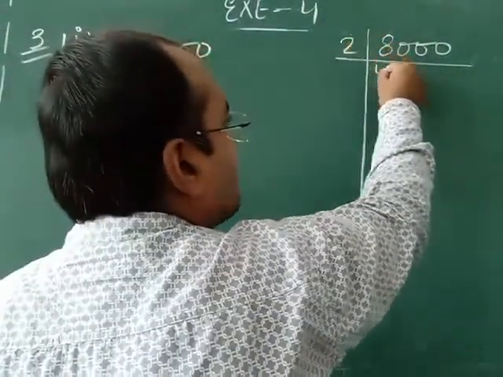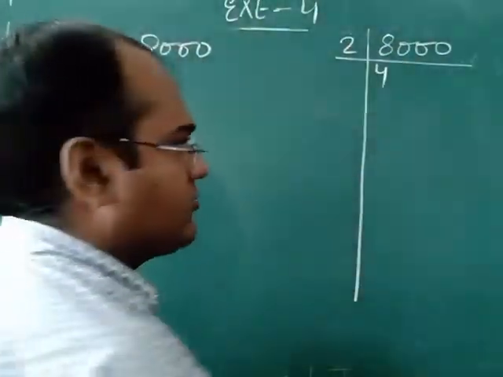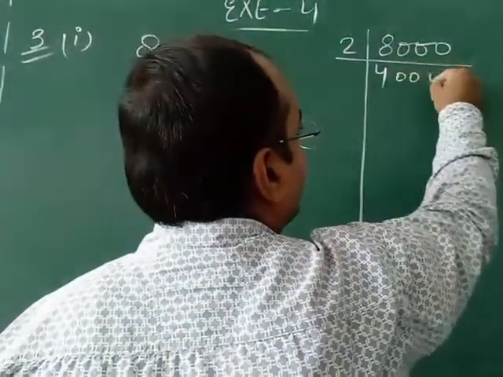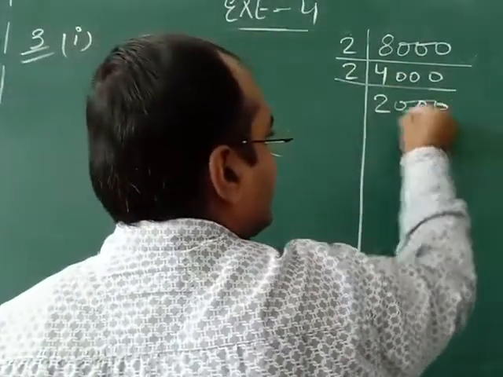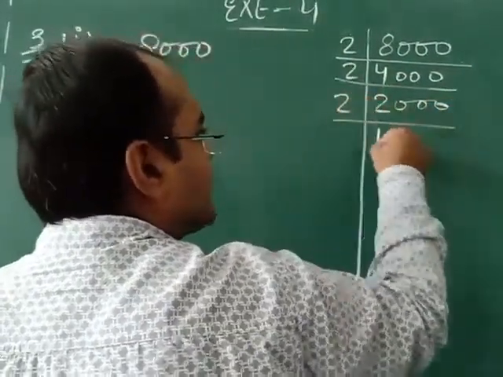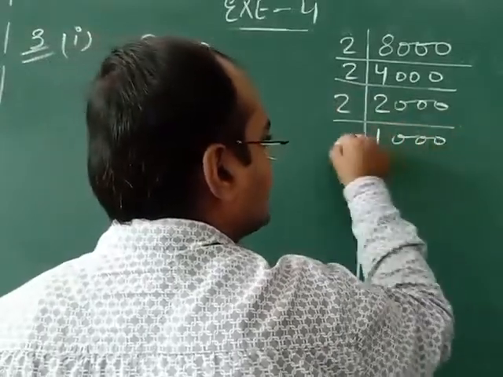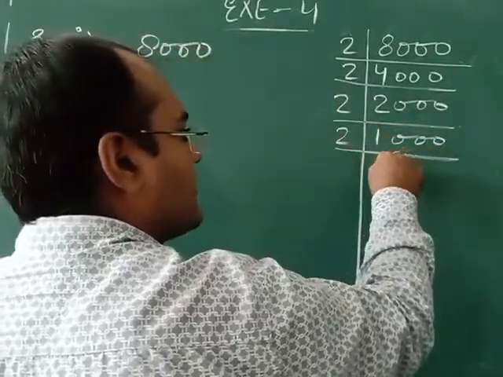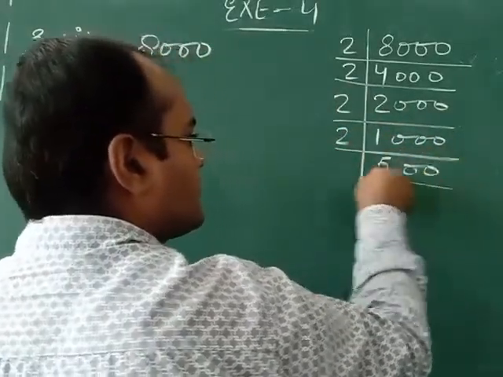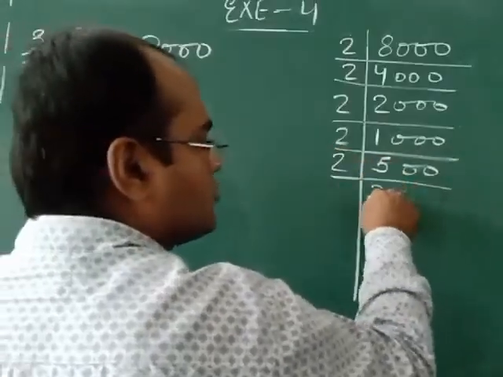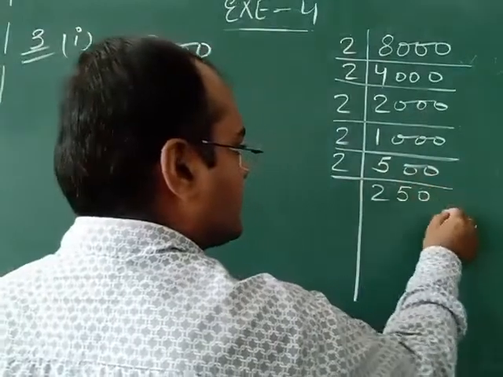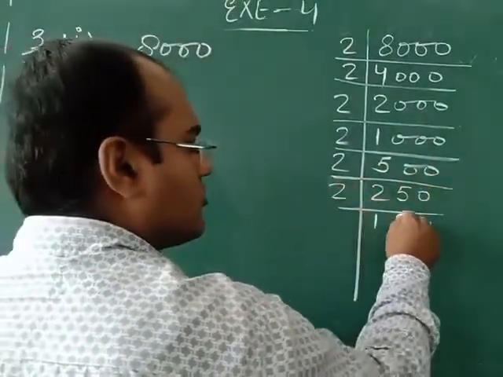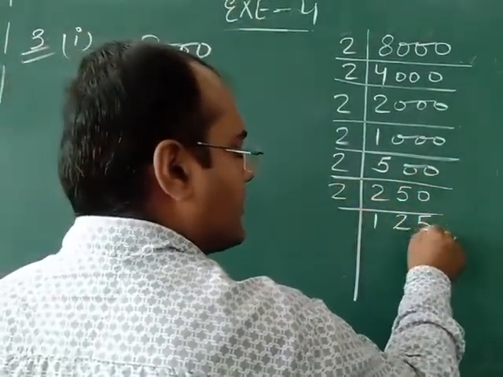2 4s are 8, remainder will be 0. So the last 3 zeros will come at the end. 2 2s are 4, last 3 zeros we write as it is. 2 1s are 2, last 3 zeros. Then 2 5s are 10, last 2 zeros. 2 2s are 4, remainder 1, 1 and 0 will be 10. 2 5s are 10. 2 1s are 2, 2 2s are 4, 2 5s are 10.